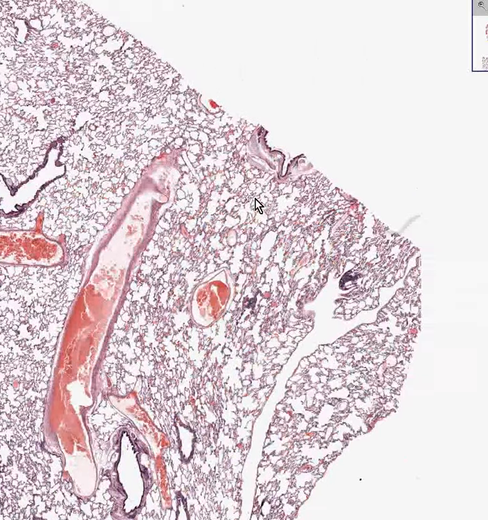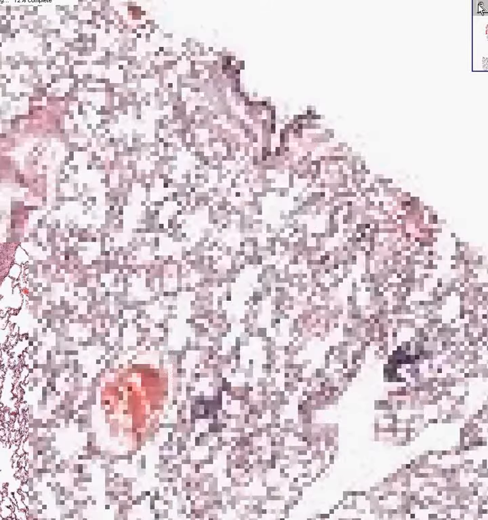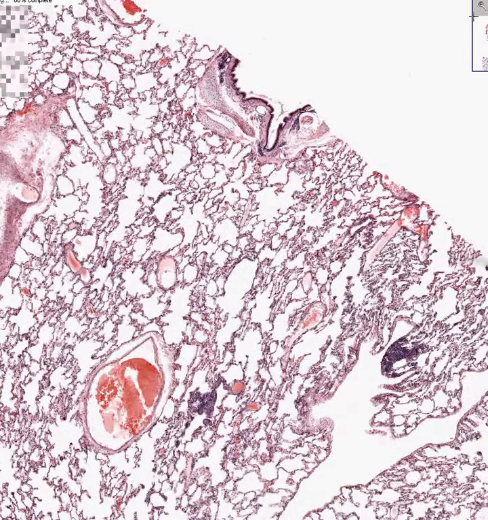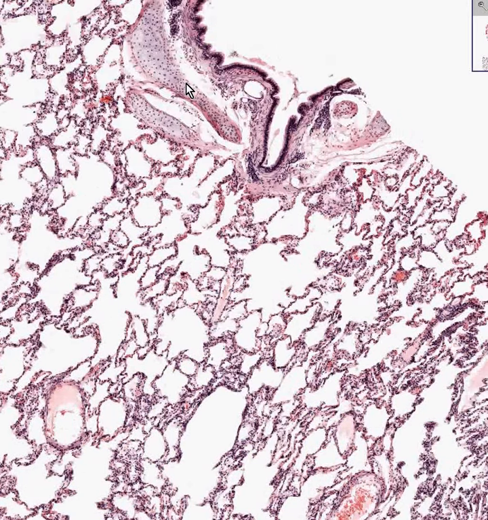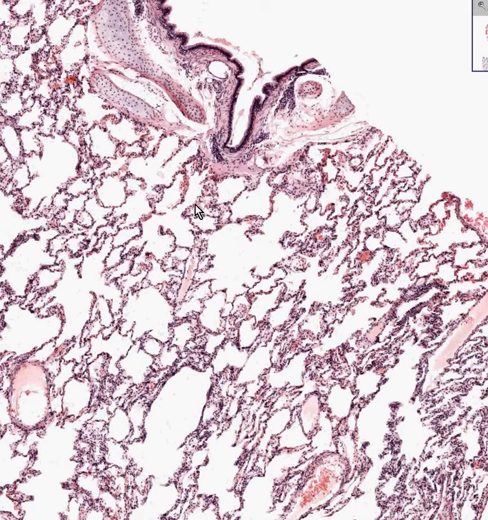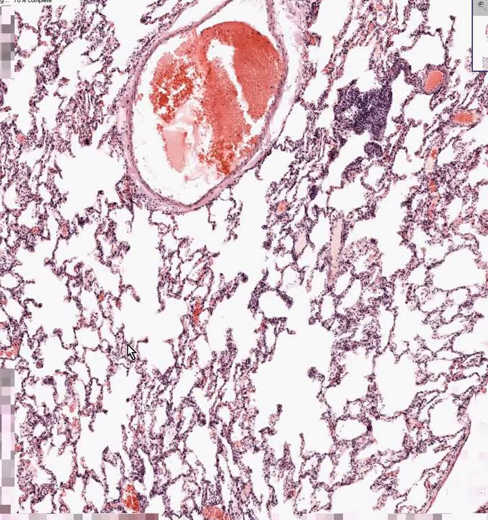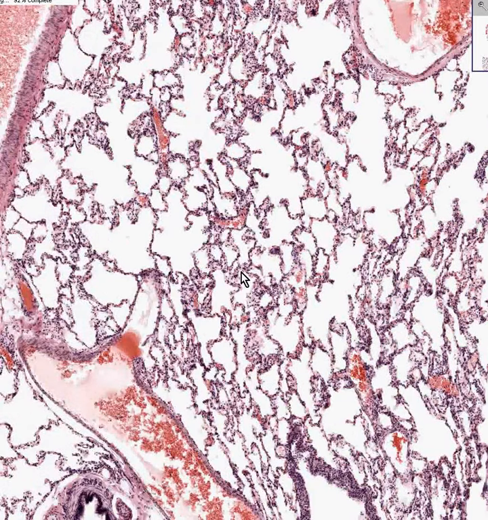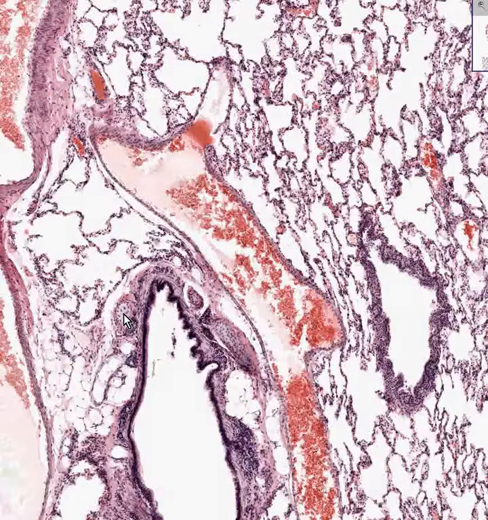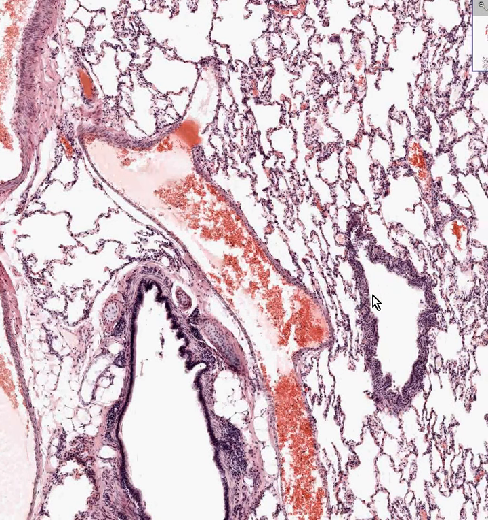If you see an airflow structure that has cartilage as part of its wall, like we see here, you can call that a bronchus. If you see an airflow structure that does not have cartilage in its wall, and I bet you will find one pretty soon. Here's a little cartilage, so you have to call that a bronchus. Here you see an airflow structure where there's no cartilage, so you can call that a bronchiole. The difference between a bronchus and a bronchiole is whether there is cartilage in the wall or not.